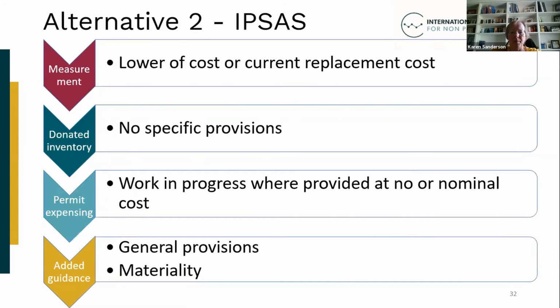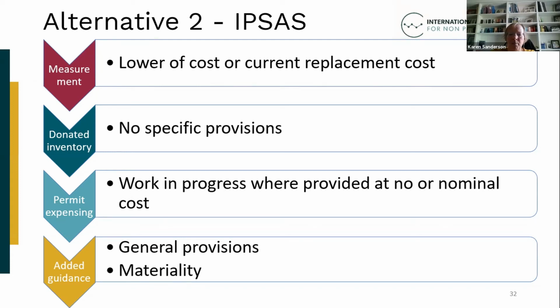Alternative two is based on the requirements of IPSAS. And as I said, under this standard, inventory is measured at the lower of cost or current replacement cost. Similar to IFRS, there's no specific provisions for the measurement of donated inventory. However, the standard does provide for work in progress for work done for no or nominal consideration to be expenses incurred.